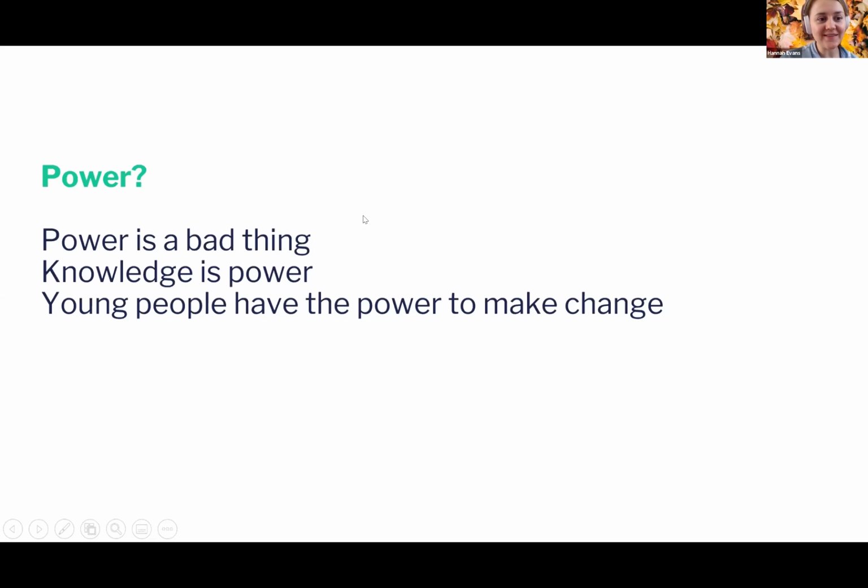Are we doing it chronologically, Tanya, of the first one and then going down? Okay, so do you think that power is a bad thing?